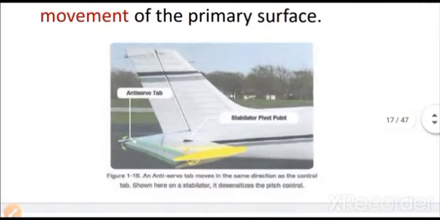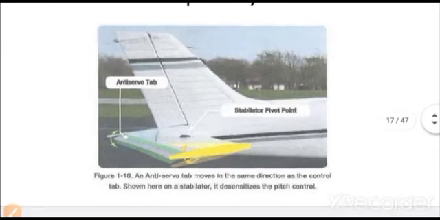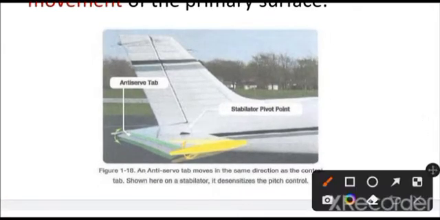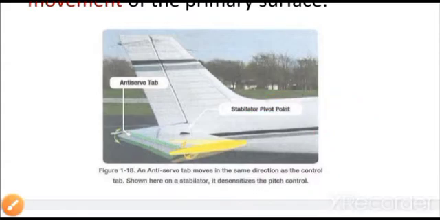In our picture also you can see over here that the anti-servo tab is given, and they are working in the same direction. Same direction means in the direction of the movement of the primary control surface. If this is the primary control surface, the tab will also be moving in the same direction. If this is moved down, then the tab will also move down. It is not the case like the other tabs.